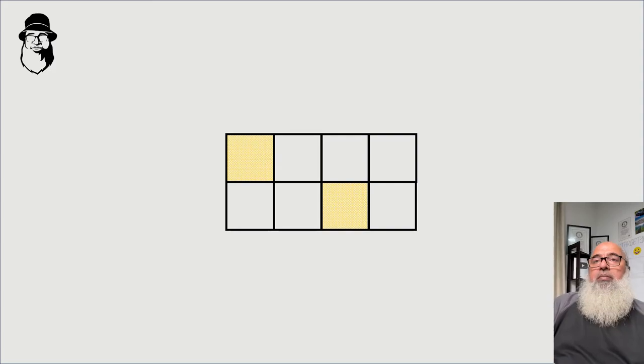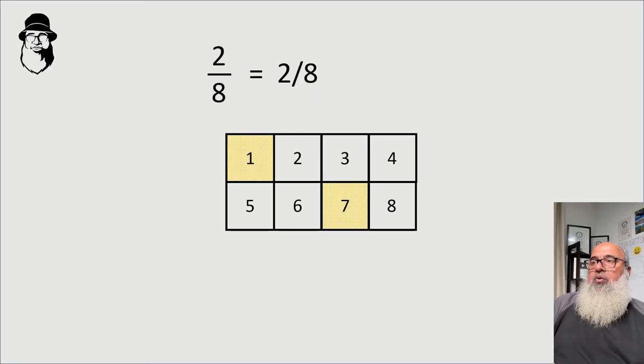In this diagram, 2 squares are shaded out of 8 squares. We write the shaded fraction as 2 over 8, or 2/8, like this. The bottom number says how many parts there are in the shape, 8 parts here, and the top number says how many are shaded, so 2 are shaded here.